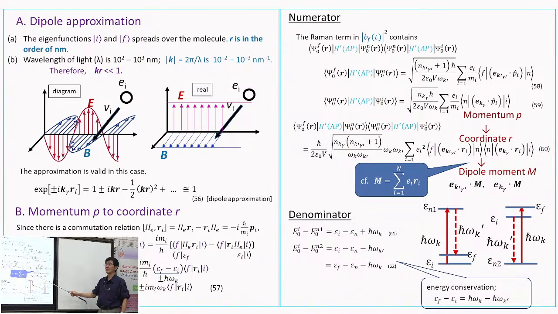You know, the dipole moment m is defined as a sum of the charge of the i-th particle and the coordinate of the i-th particle. And summing up, we can calculate the dipole moment. Here is the charge of the particle and the coordinate of the particle. Either e or r appears twice, so this part can be replaced with the dipole moment operator m.